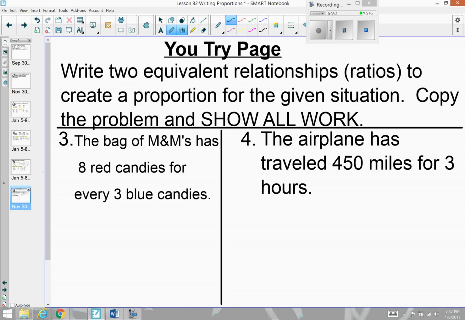Now it's your turn. On the You Try page in your notebook, I would like you to write down two equivalent relationships or ratios that create a proportion for every given situation. Copy these two word problems down into your notebook and write your two ratios, showing how you figured out that your ratios are equivalent to each other.